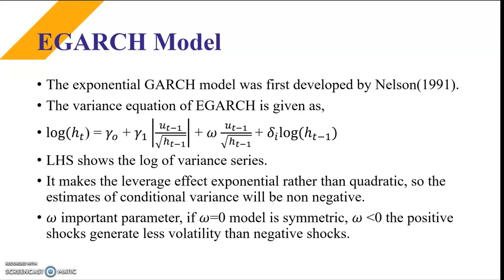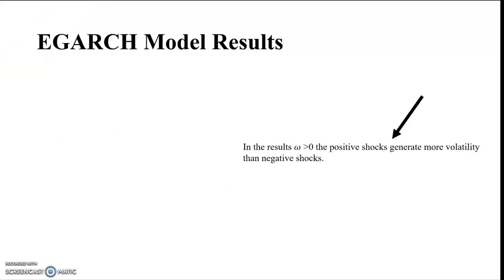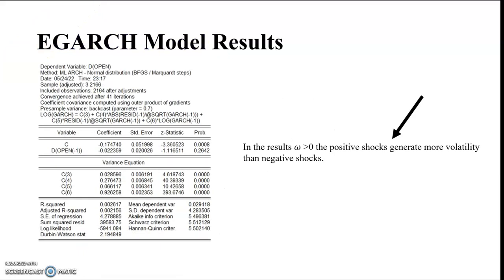Then we have the EGARCH model, that is the exponential GARCH model, which was developed by Nelson in 1991, and the variance equation of the EGARCH is given as follows. The left hand side shows the log of the variance of the series. It makes the leverage effect exponential rather than quadratic, so the estimates of the conditional variance will be non-negative. And this is the estimation results of the EGARCH model.